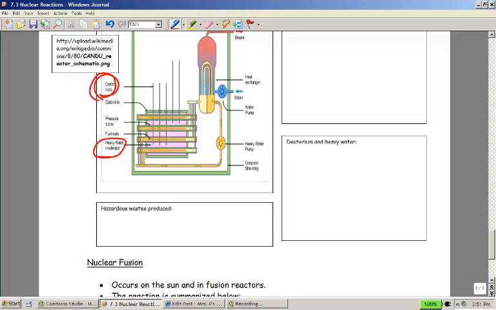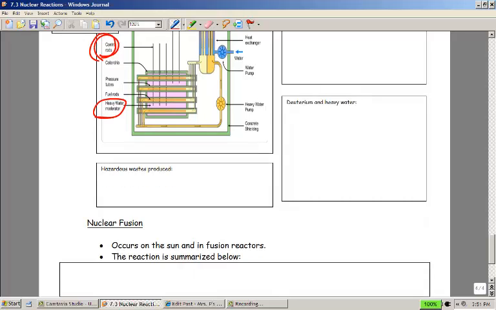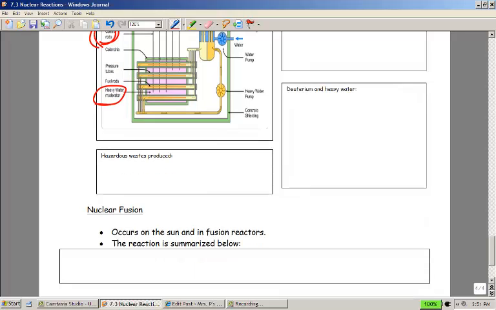One of the problems with this type of technology, any nuclear technology, is that it's going to produce some hazardous wastes, and this includes the heavy water, which is in close contact with the radioactive material, and also the control rods, which also pick up some of the radioactivity. A major issue is how to store them or dispose of them, since it takes a long time for them to no longer be radioactive.